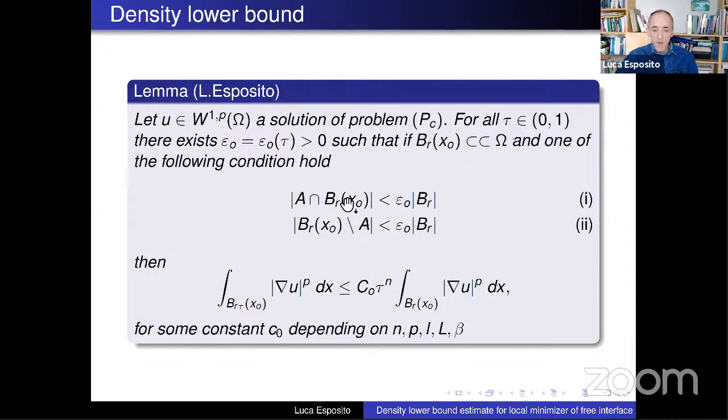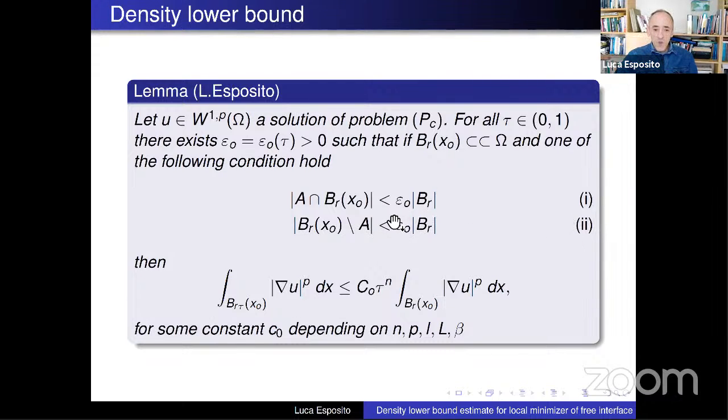You take a point with small density or density that is almost one. You have these two conditions: that the intersection between A and the ball B_R is small, related to the measure of the ball, or you take a point where the difference between the ball and the set A is small.